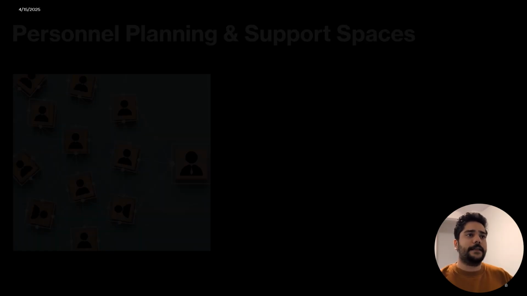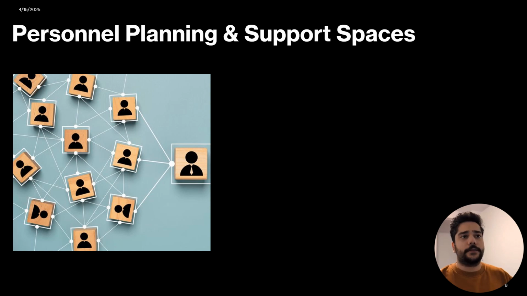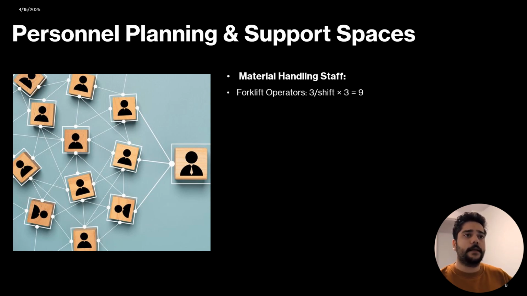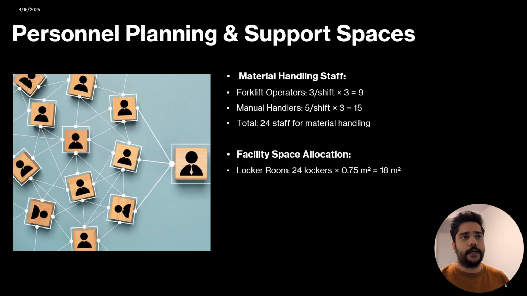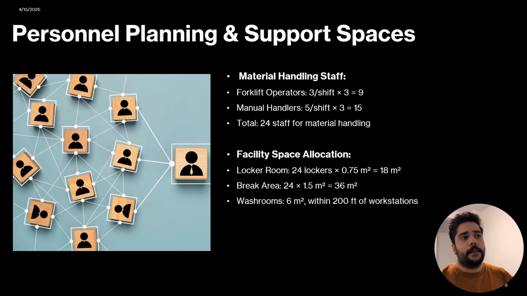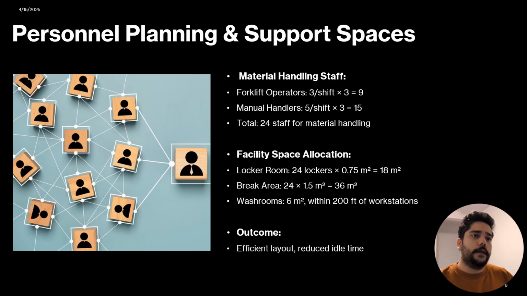We have allocated 24 staff for material handling, including 9 forklift operators and 15 manual handlers, spread across 3 shifts. Our supporting spaces include 18 square meters for lockers, 36 square meters for break areas, and 6 square meters for washrooms, all within ergonomic guidelines. The result is an efficient layout, reduced idle time, and safe working environments.